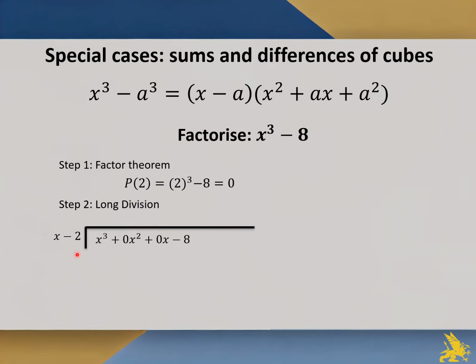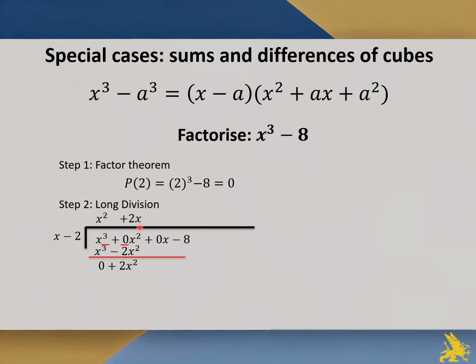So again, x to the power of 3 divided by x is x squared. We go back the opposite way. X squared times x is x cubed. X squared times negative 2 is negative 2x squared. And then I take that away from what I've shared. That gives me 2x squared. I continue. 2x squared divided by x gives me 2x.